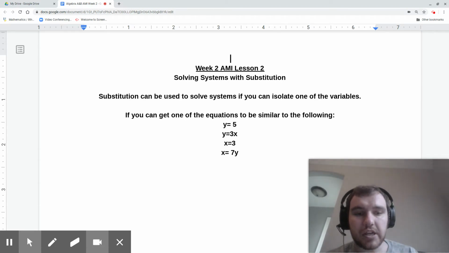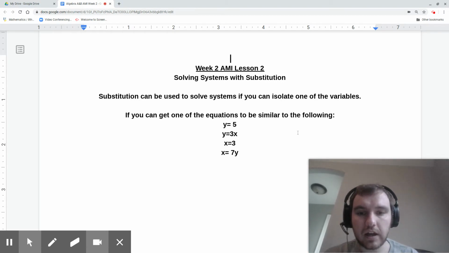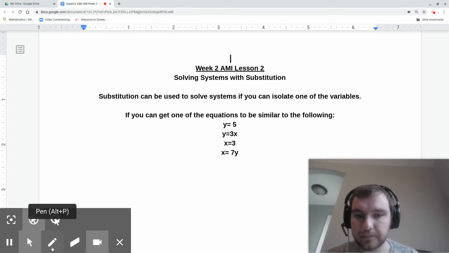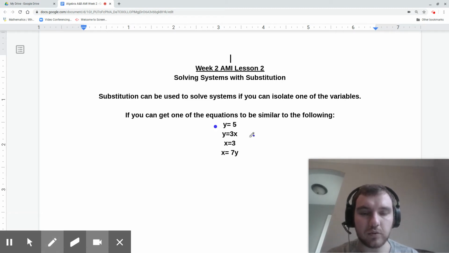So the biggest thing that we need to be able to do is we're going to substitute a value in for a variable. That variable has to be by itself on one side of an equation. So if you look here, I have a few examples of what some of those might look like. Our first one, we have y is equal to 5. When we have that, you just have the y on the left and the 5 on the right. So we have a variable is equal to a value. So that's something we could use with substitution.